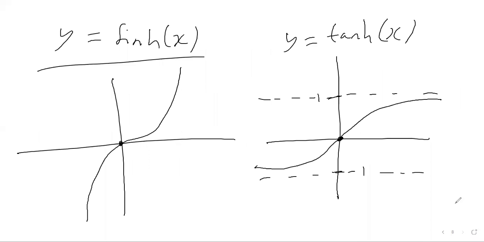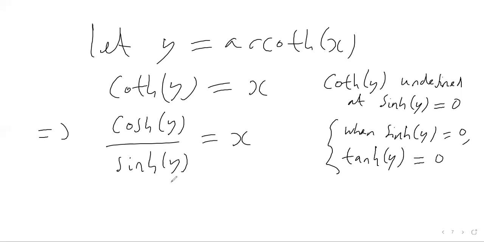If you look at the graphs, sinh of y only equals 0 at the point where tanh y equals 0. So that means that cosh y divided by sinh y is exactly the same as 1 over tanh of y. Now, obviously, tanh of y is the same as sinh over cosh, but the coth function is defined to be cosh over sinh, so we just have to check whether that is the same as 1 over tanh, and indeed it is true in this case.